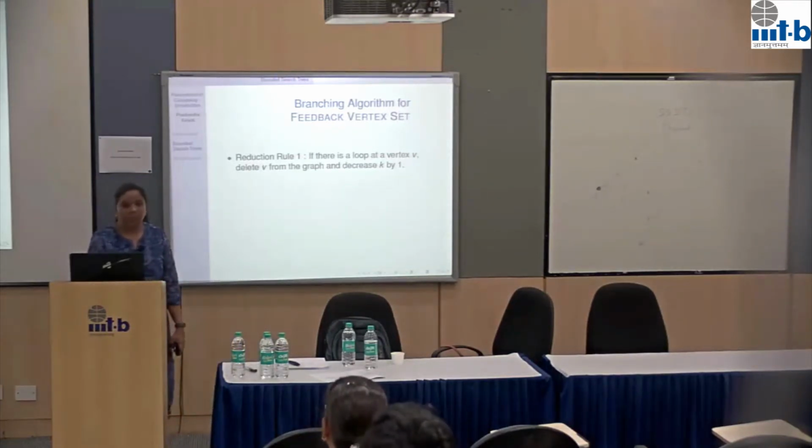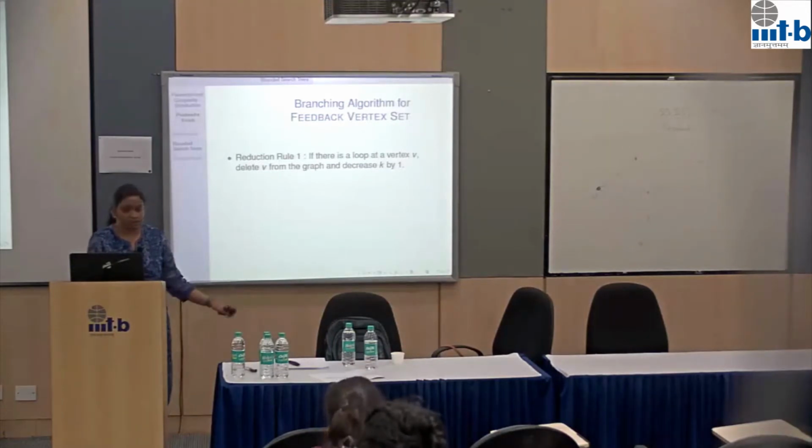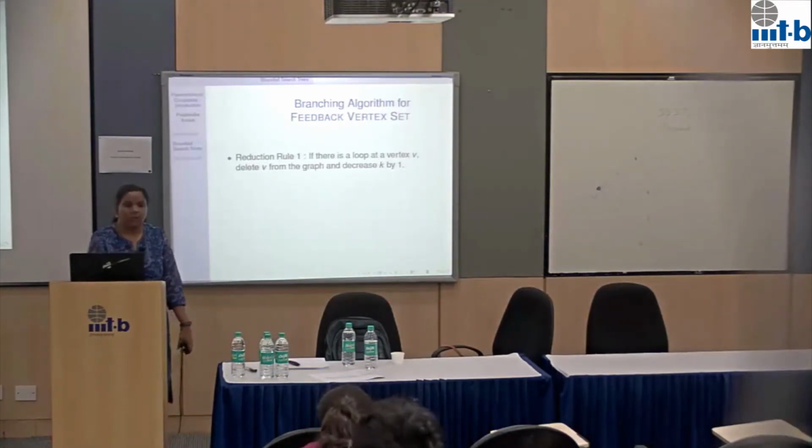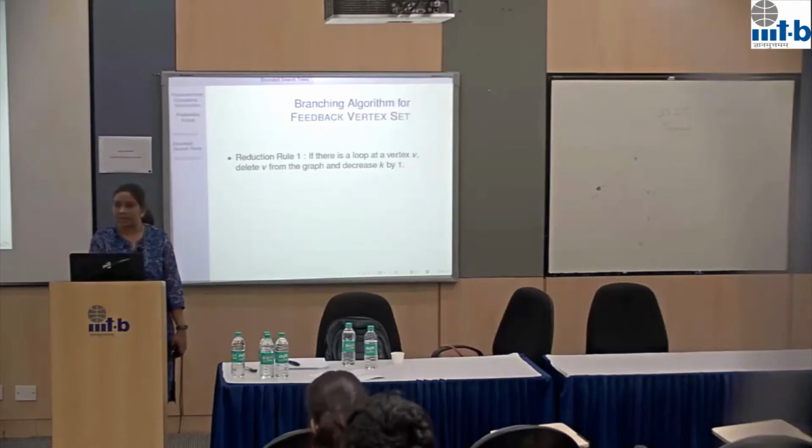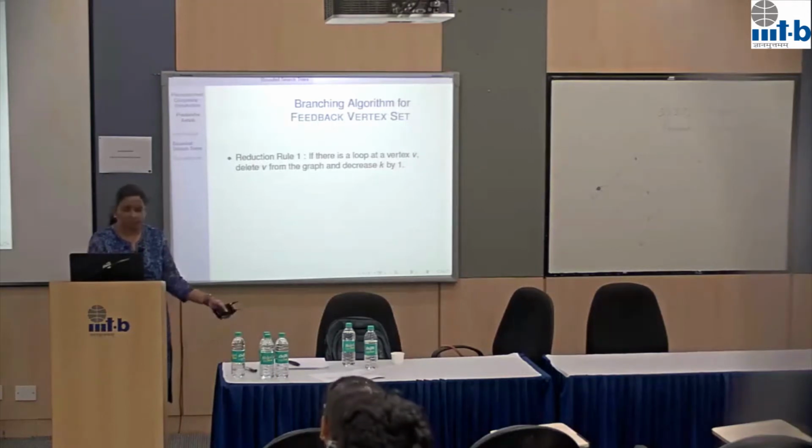So this is it. If there is a loop at a vertex V, delete V from the graph and decrease k by 1. What I am essentially doing is adding V to my feedback vertex set. V is part of the feedback vertex set, and all the cycles of which V is a part are already taken care of. So we delete V itself and decrease k by 1 because we have added one vertex to the feedback vertex set. So the budget reduces from k to k minus 1. This is the first reduction rule, and I do it for any loop present in the graph.